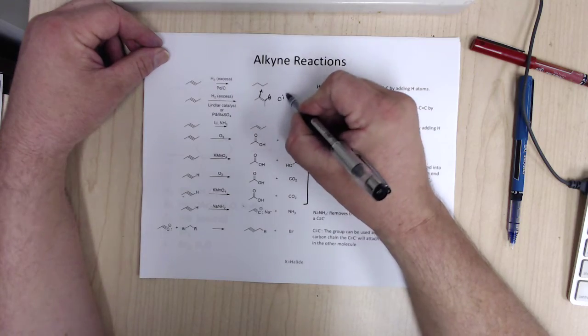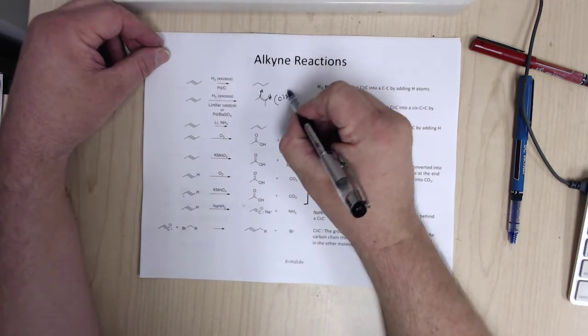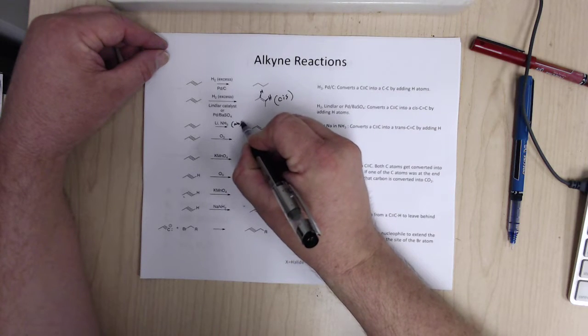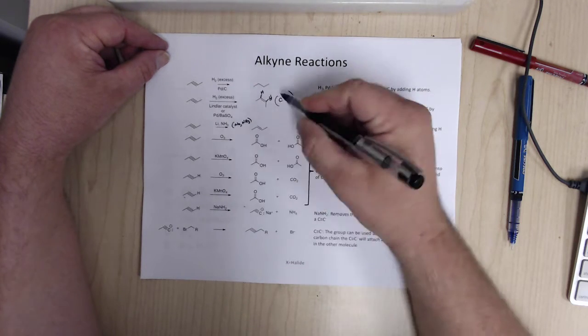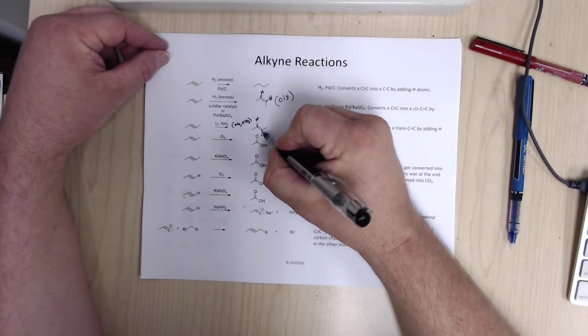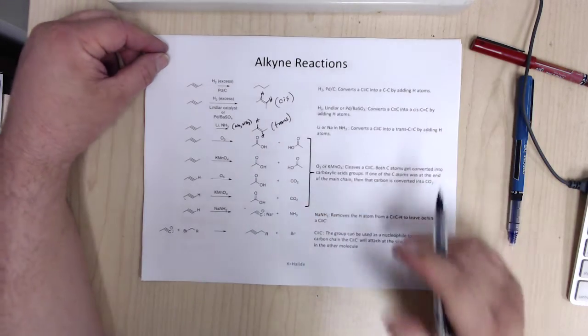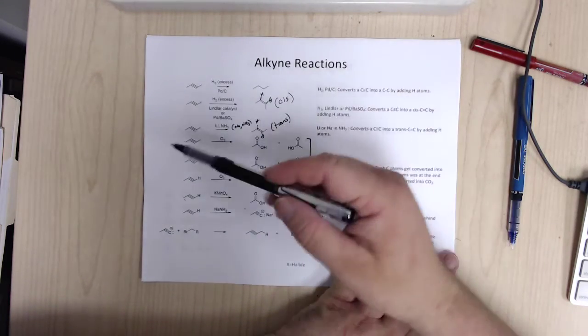So you're going to end up making the cis double bond. If you want to make the trans double bond, you have to use either lithium and ammonia or sodium and ammonia, right? And then this is going to make the trans. Okay.